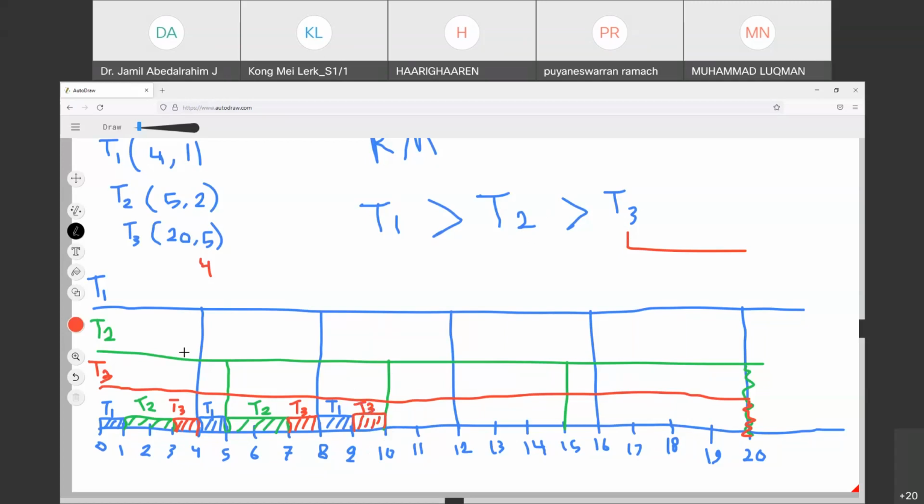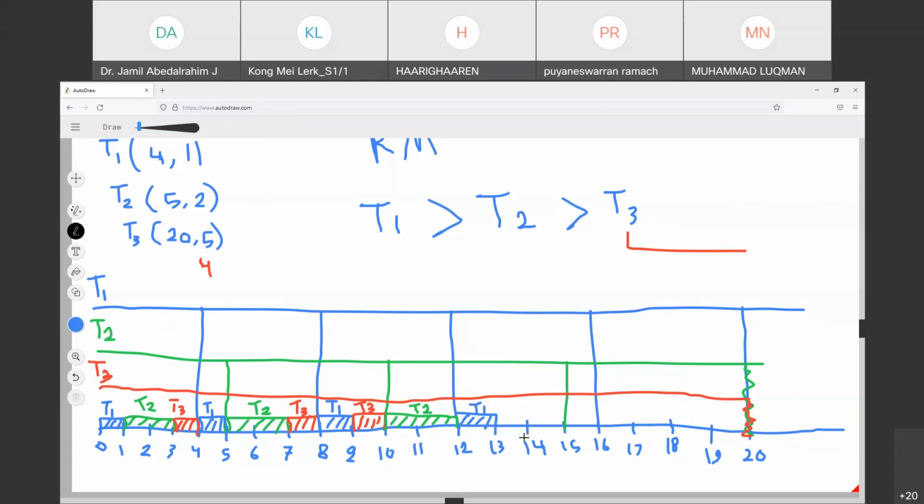So we'll execute task 2 now. We'll execute task 2 from unit 10 to 12, correct. Then we'll start task 1 again, task 1 again, correct. So we can execute task 3.